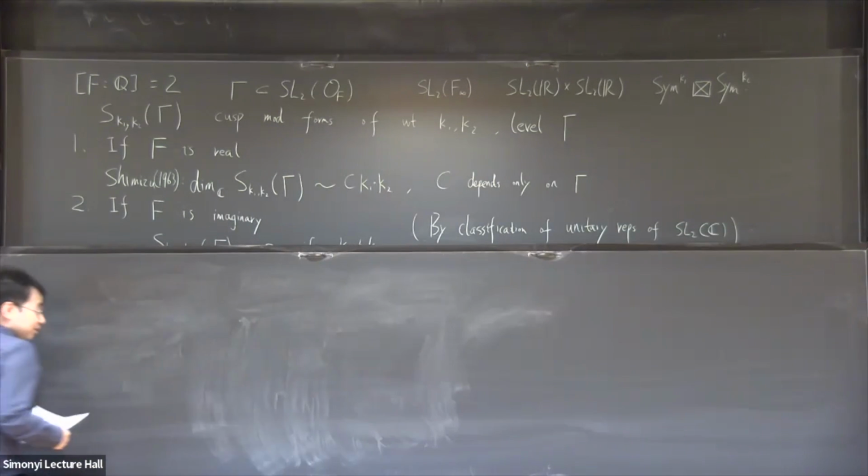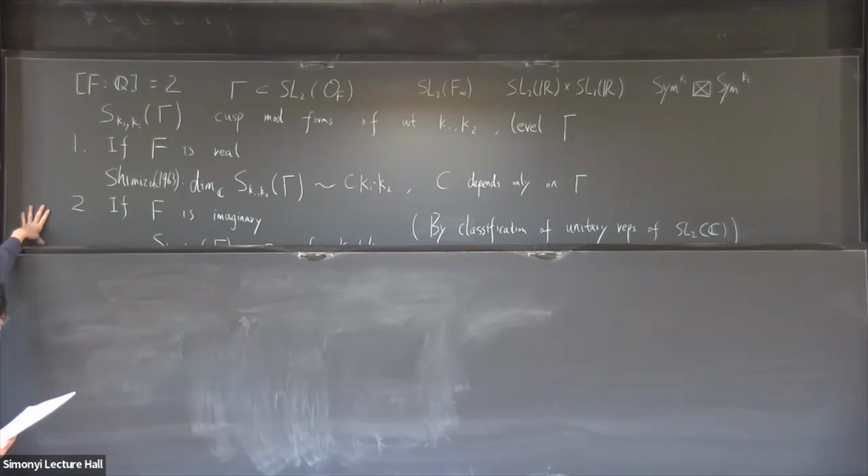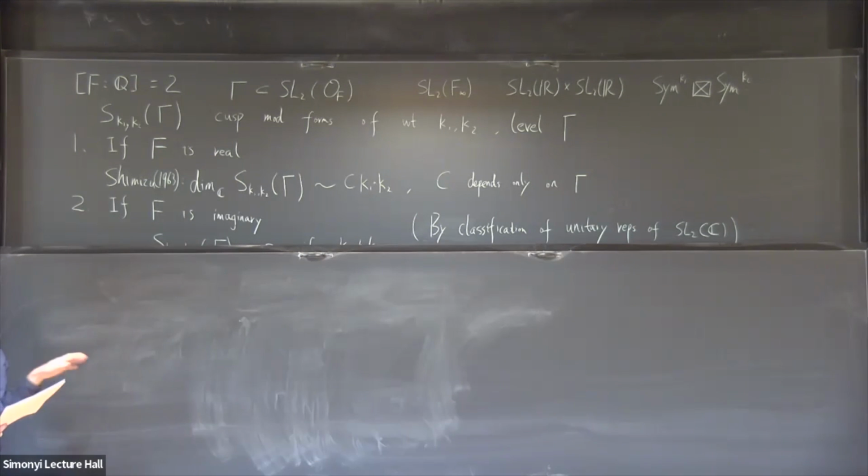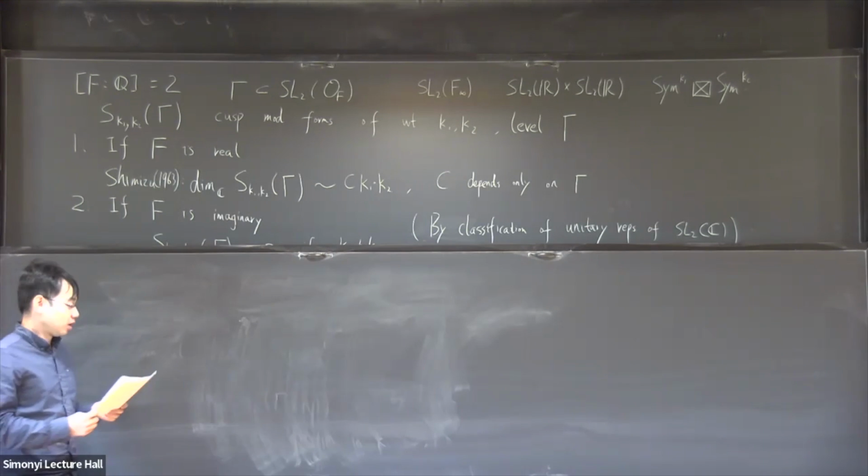As Peter mentioned, the great difference is that in the imaginary quadratic case, the locally symmetric space associated to that group does not have an algebraic structure. It's not even a complex manifold.